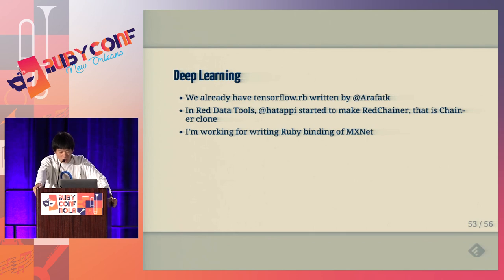And for deep learning, we already have tensorflow.rb written by Arafato. Moreover, there are two work-in-progress projects I recognized. Red Chainer is a part of the Red Data Tools project. This was started by Hatappi to rewrite Chainer in Ruby. This project uses Numo::NArray for tensor data, so it will be able to use GPU by Cumo. And now I'm working on writing a Ruby binding of MXNet. I think it can be released after a few months.